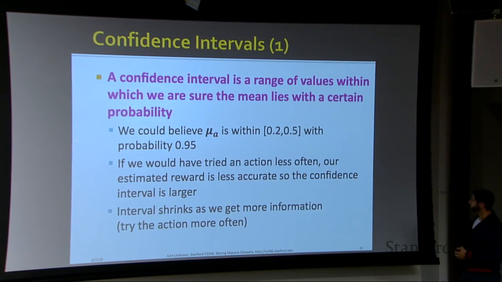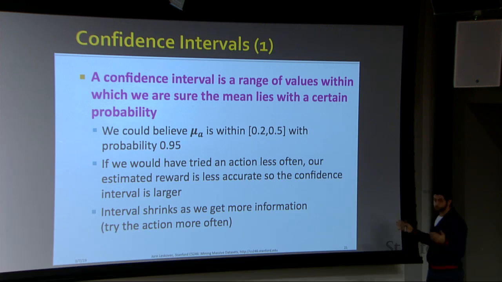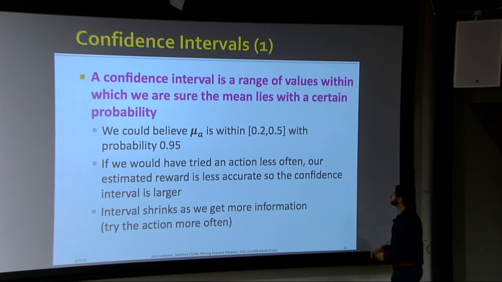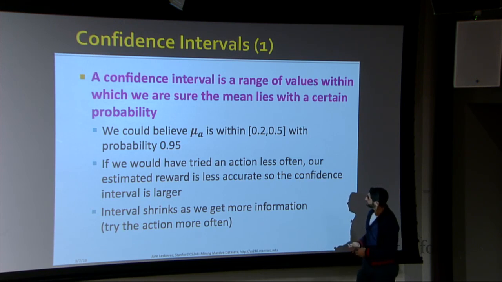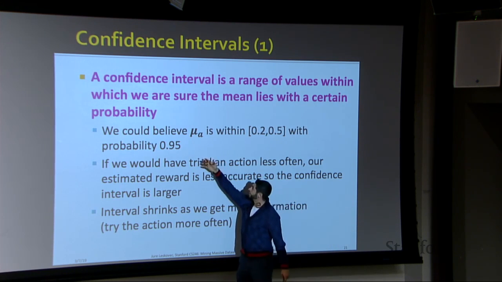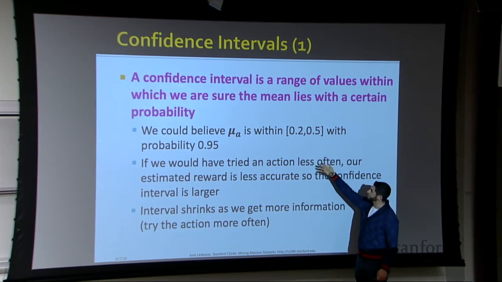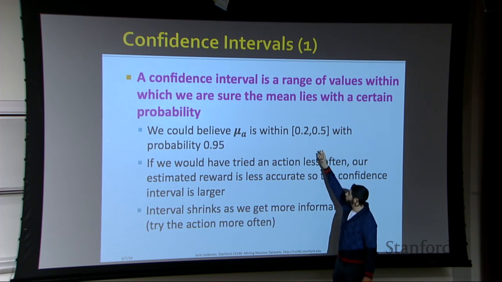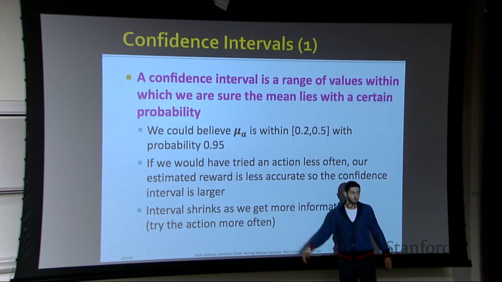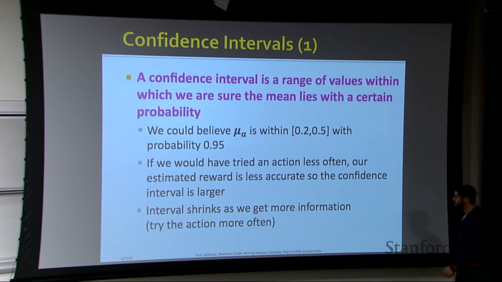How do we use confidence intervals? Okay, so a confidence interval we can define basically as a range of values within which we are sure that the mean lies with a certain probability. So if we know that the mu of A, our mean, is within 0.2 and 0.5, and the probability that this happens to be in that interval is 0.95, we are way more confident about this result than when our confidence value is like 0.5. Okay, so that's the main insight that we care about right now.